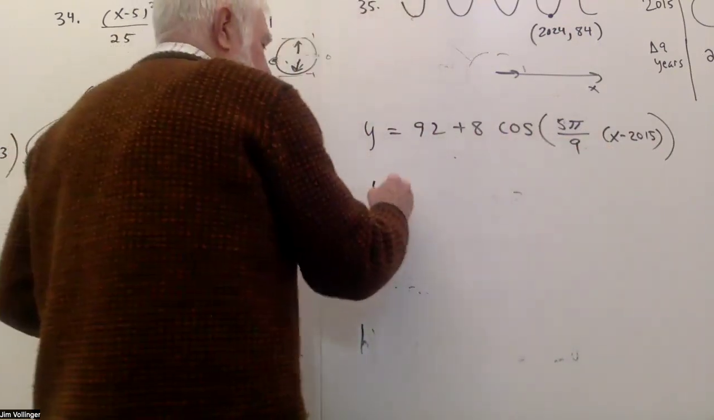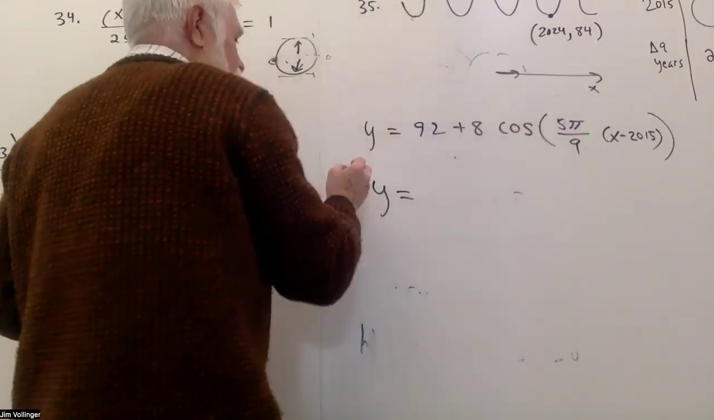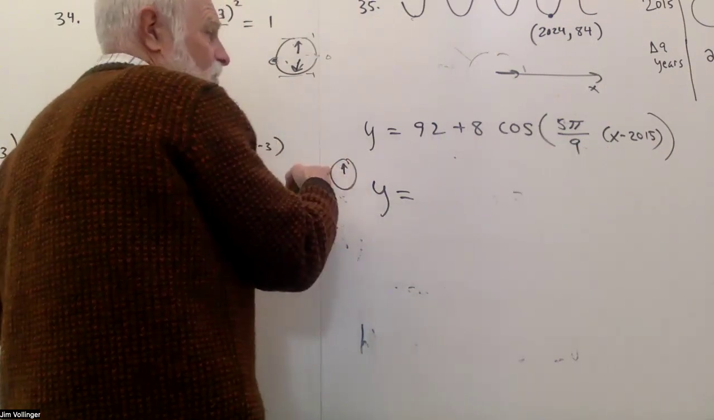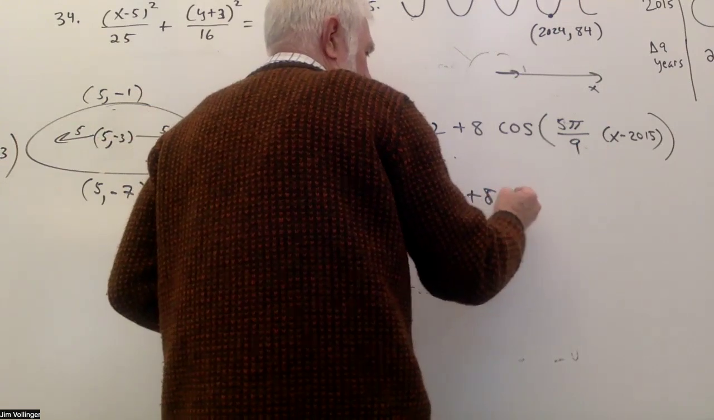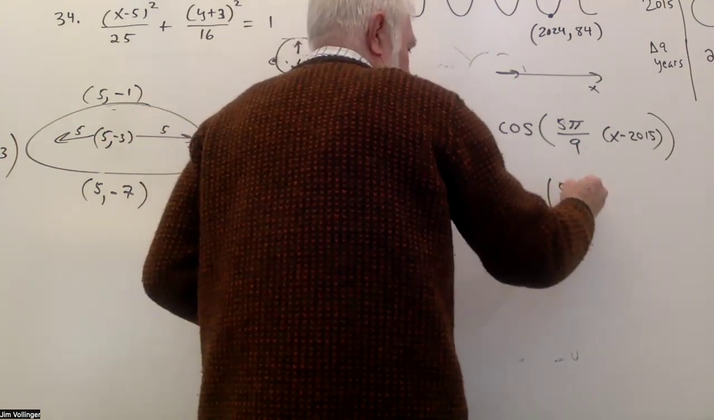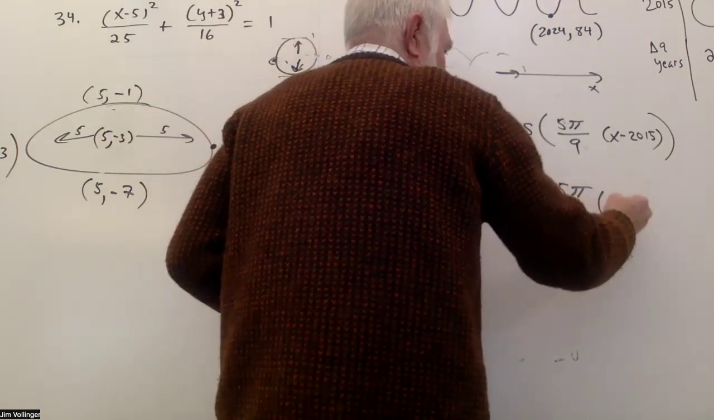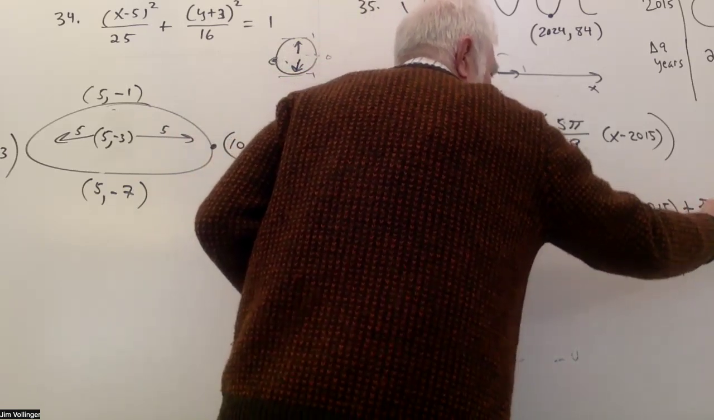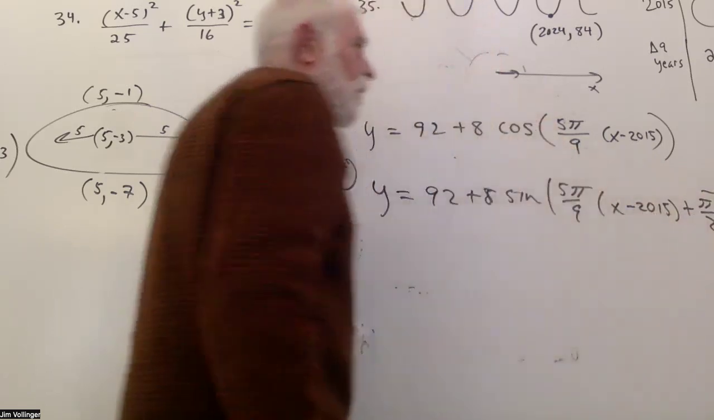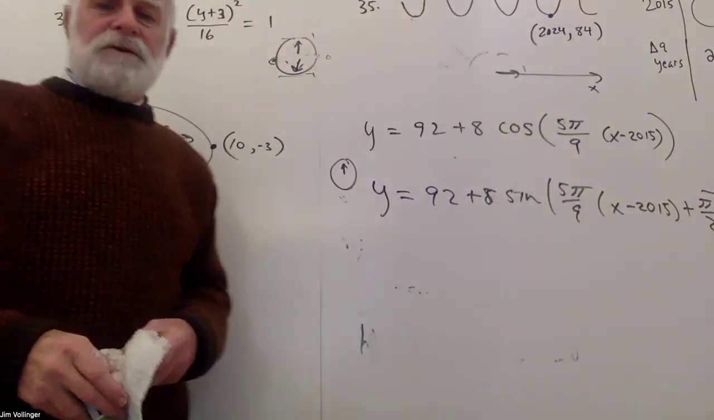Now we could have done it as a sine function because we're at a max. And where does the sine function max? Pi over 2. So 92 plus 8 sine of 5 pi over 9 times x minus 2015, plus pi over 2. There, that's a quick way to write one of those sinusoids.